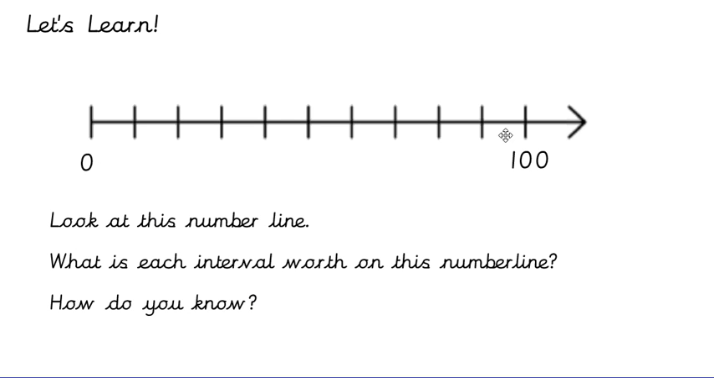Okay, if you have a look at this number line, it's what we call an empty number line because these different intervals on the number line aren't marked. But it goes from 0 at one end to 100 at the other end. So the first thing we need to figure out is what each interval is worth. There's 1, 2, 3, 4, 5, 6, 7, 8, 9, 10 lines on the number line going from 0 to 100, and that means that each line, because they're equally spaced, represents 10. 10, 20, 30, 40, 50, and so on.